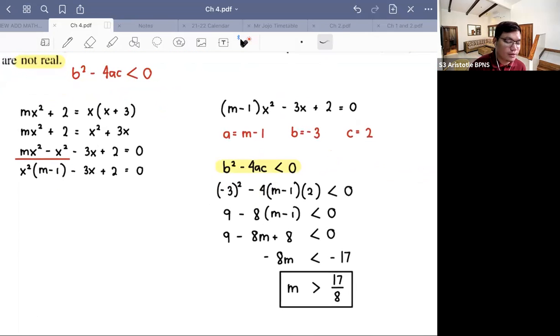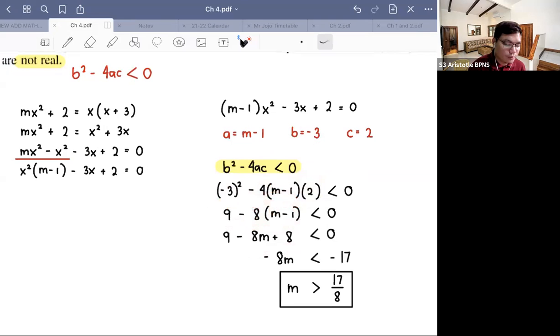So what's next? We use the discriminant less than 0. So you plug in a, b, and c here. You get negative 3 squared minus 4 times m minus 1 times 2 less than 0. So evaluate this. This is 9, and this is 8 times m minus 1. So 4 times 2 is 8, and then m minus 1. And then remove the bracket. Multiply it here, you get 8m plus 8 less than 0.